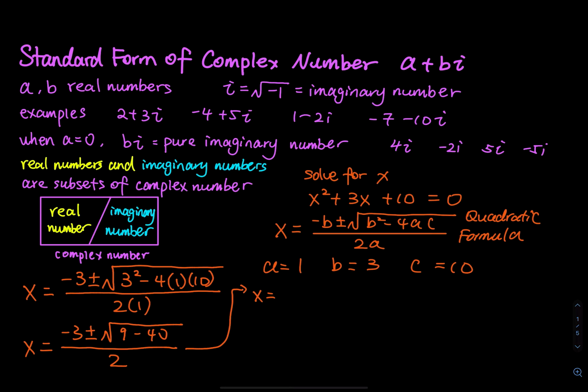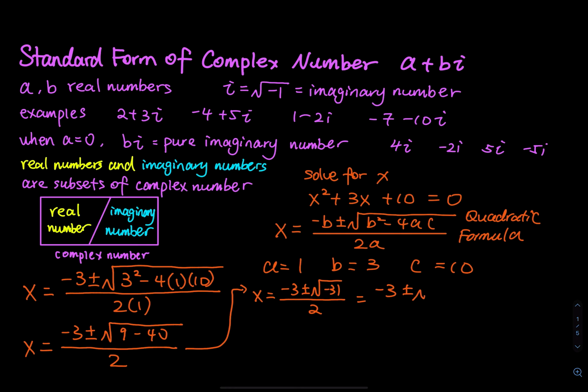So you have x equals -3 plus or minus the square root of -31, divided by 2. Before studying complex numbers, when you reached this point, you would say, all right, we have the square root of a negative, therefore there is no solution. Actually you should say the answer is not a real number. So how do we take care of the square root of -31? Let me show you how.